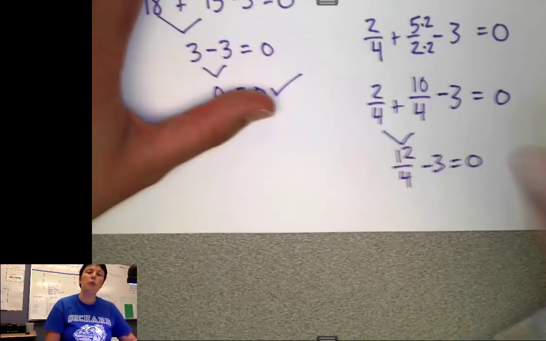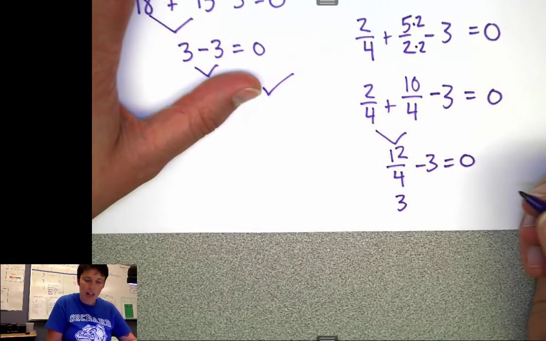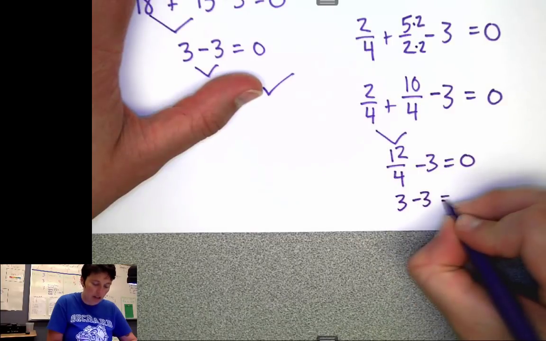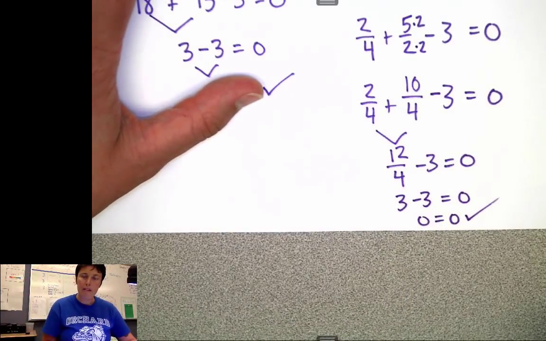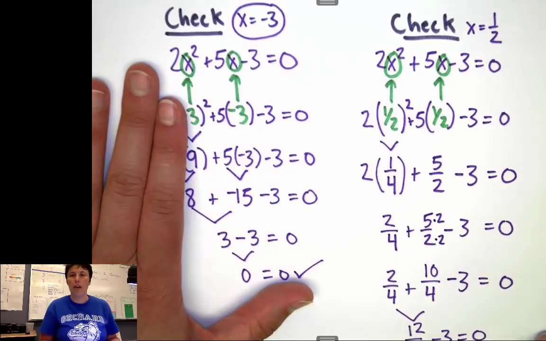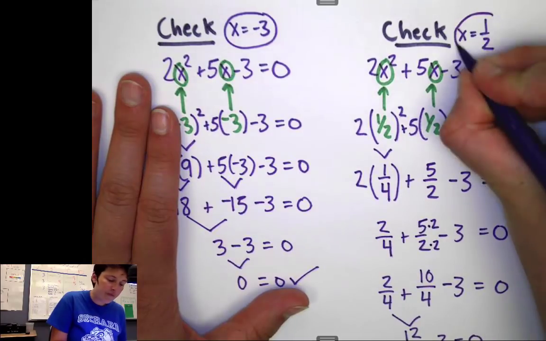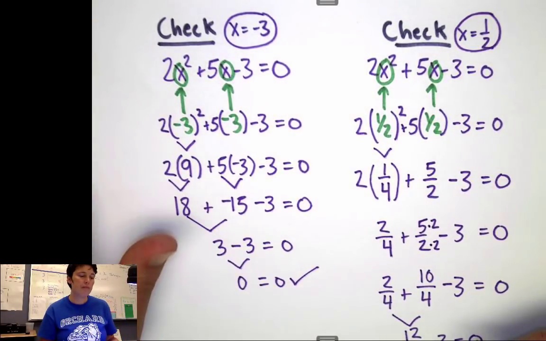Okay, we're almost there. 12/4. Well, 12 divided by 4 is 3. Fractions mean divide. 3 take away 3 is 0. Yes, 0 equals 0. Check. We did it right. Took a little bit of extra work, but we figured it out. So our second solution that we got up here, that x equals 1/2, that was right. We have 2 answers for x on this problem.